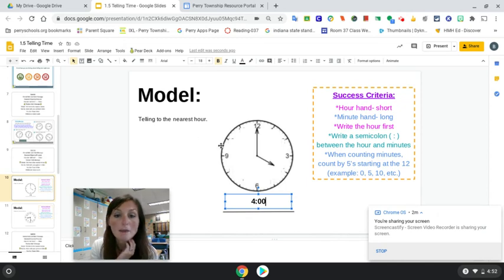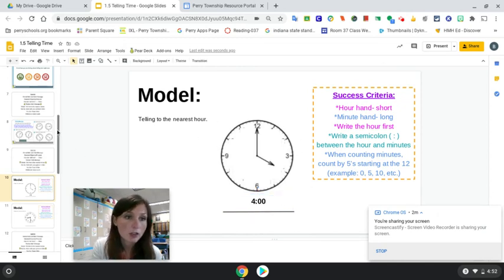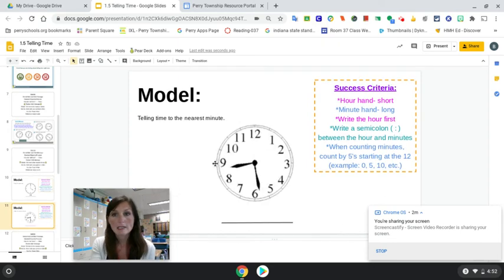Okay, but sometimes the minute hand will move. And when that happens, I need to know what to do. So I'm going to show you another model with the same success criteria, but this time there are minutes that I'm going to be looking at. For this one, I'm going to, again, look for the hour hand. This one's a little trickier. The minute hand and the hour hand look very similar, but I think this one looks a little bit shorter, a little bit bigger, not as close to the numbers as this one. This one looks like it's a little bit closer to the numbers. So I'm going to say this is my hour hand.